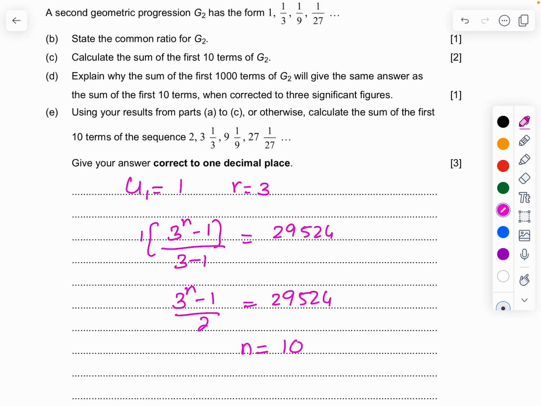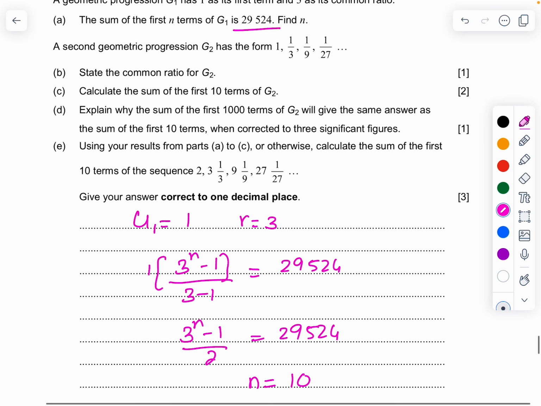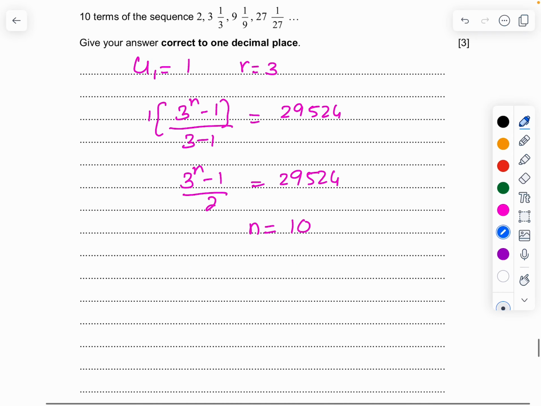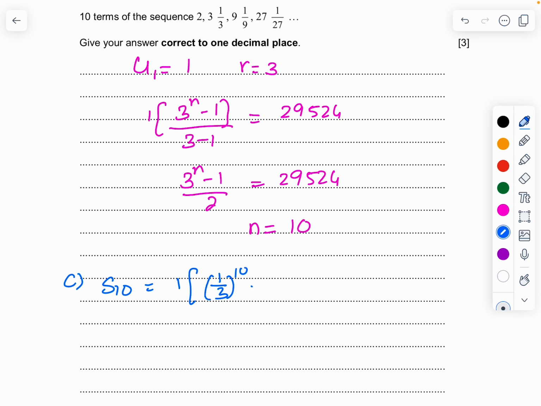State the common ratio for the second geometric sequence. For this, u2 upon u1, which is equal to 1 upon 3. Find the sum of 10 terms. S10 equals u1 times (1 upon 3 whole to the power of 10 minus 1) divided by (1 upon 3 minus 1), which is going to be 1.50.